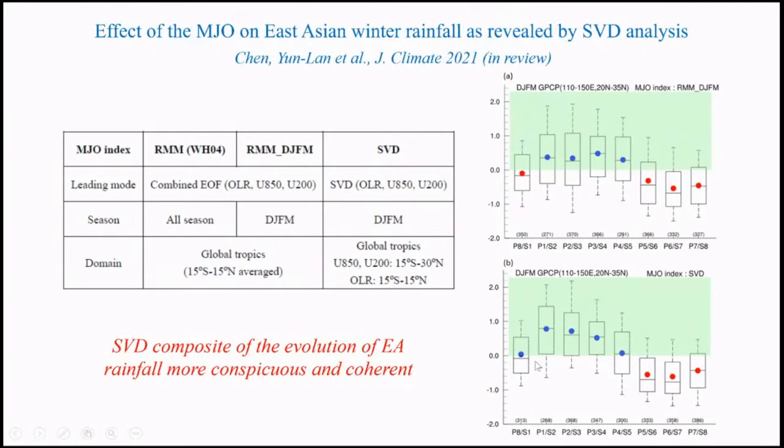So if we compare these two, the SVD is able to show a more conspicuous and coherent evolution of the rainfall distribution compared to the RMM indices. So this is one of the features we show, because we want to see how the MJO in different phases can influence East Asian rainfall.